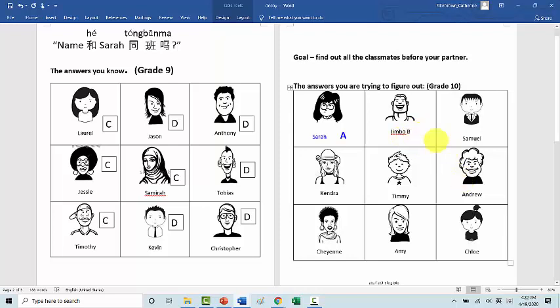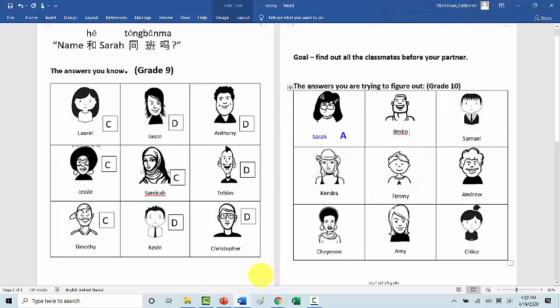And you keep going, asking, Timmy 和 Jimbo 同班吗? And your partner will say, 是的. So Jimmy must be in class B, or 不是, and then he'd be in class A, until you've found everyone's classmates. Okay? Now, there's one twist to this game.